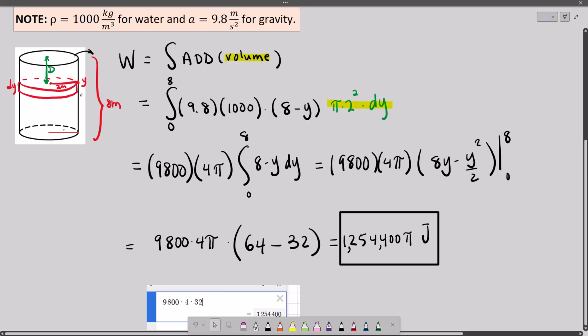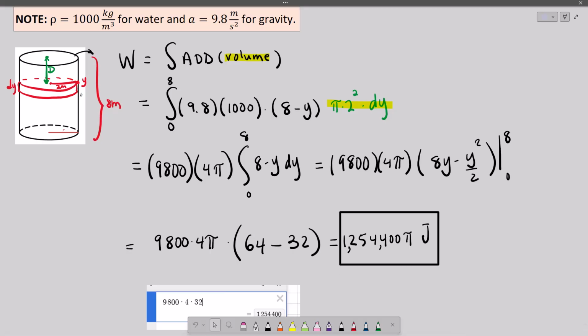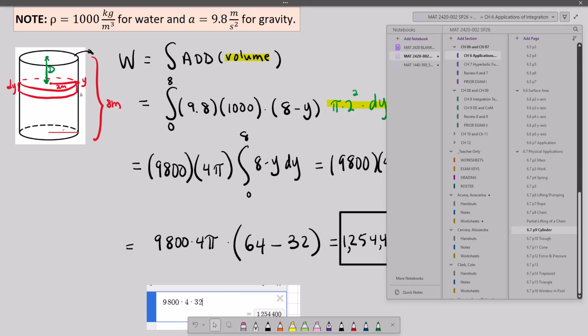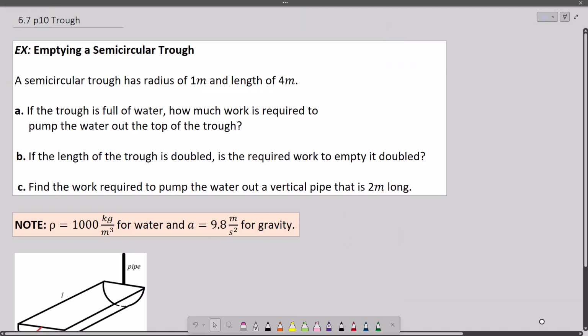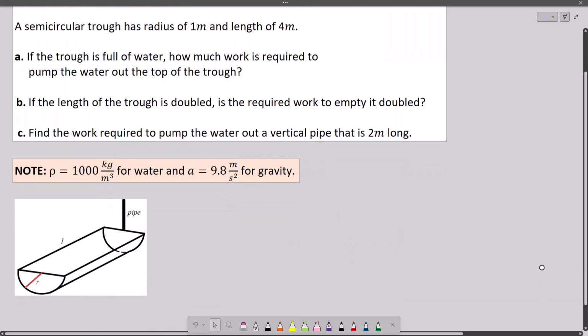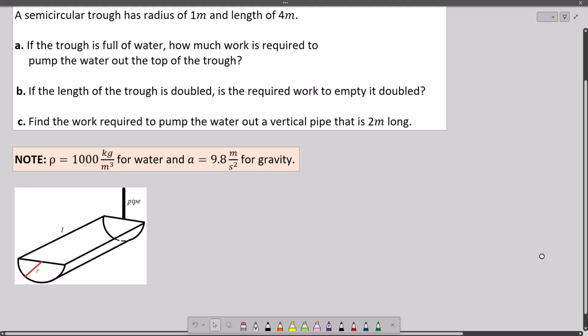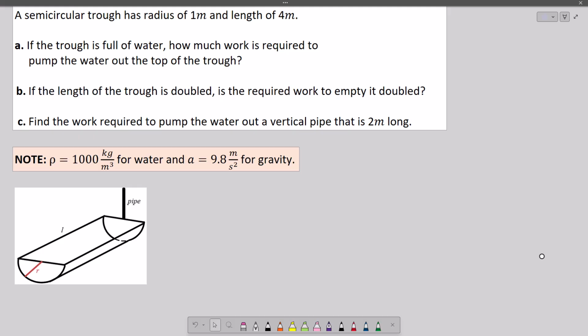ADD volume. Let's try another one. So most of our problems are going to have variable cross sections, which is going to make it much harder. For that cylinder, every cross section was pi r squared, where r was 2. So let's up the ante. So we've got a semicircular trough, has radius 1 and length 4.